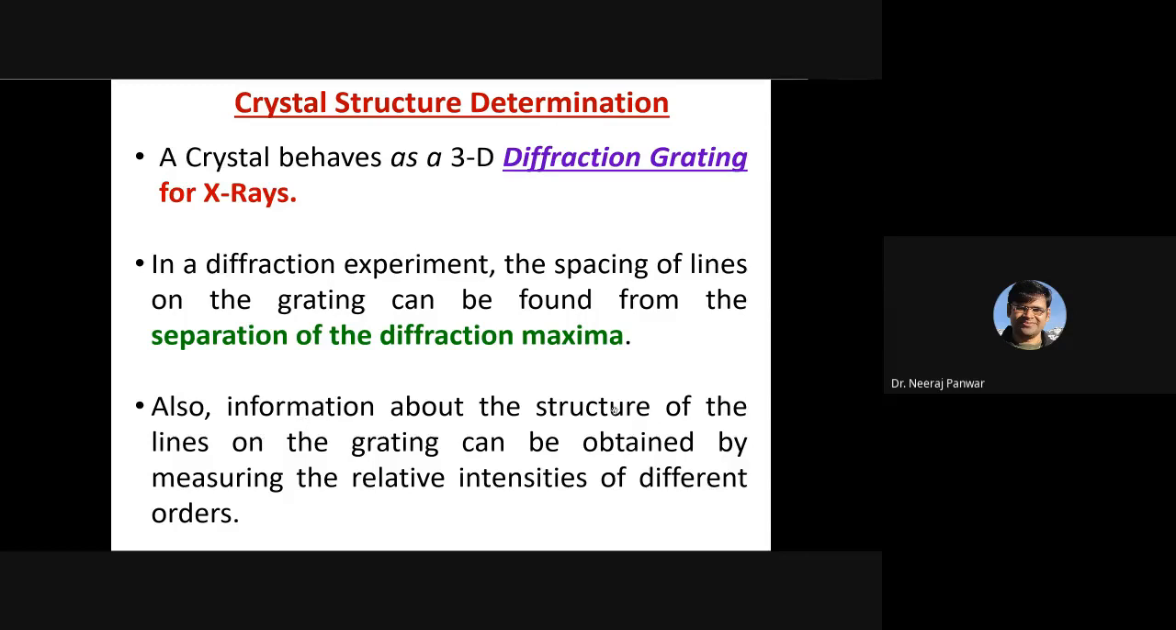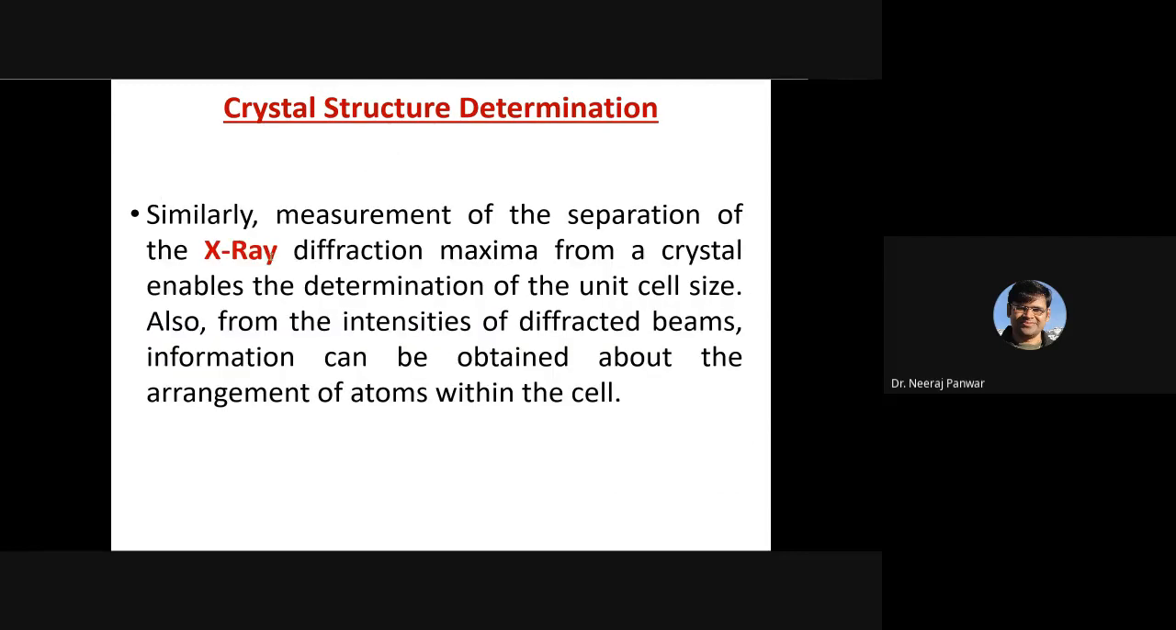Information about the structure of lines on the grating can also be obtained by measuring the relative intensities of the different orders. Similarly, measurement of the separation of the X-ray diffraction maxima from a crystal enables the determination of the unit cell size. Also, from the intensities of the diffracted beams, information can be obtained about the arrangement of atoms within the cell.